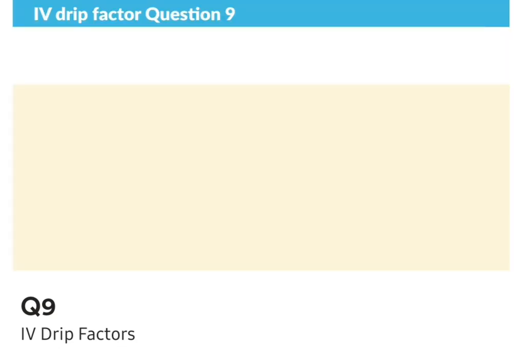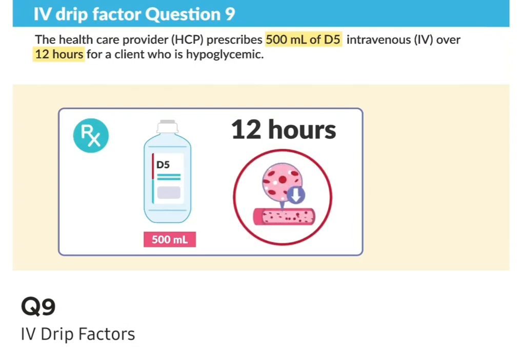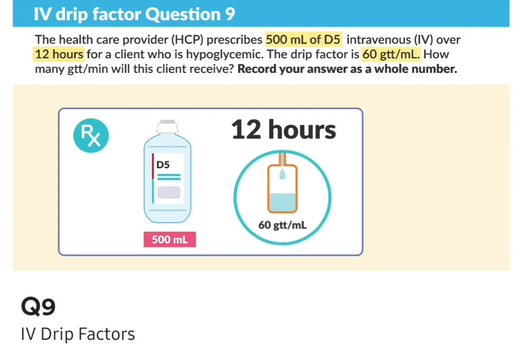Now for question 9, the provider prescribes 500 mLs of D5 IV over 12 hours. Okay, so this question is telling you it's over 12 hours, right? Now, this is for a client who's hypoglycemic. Now, the drips are 60, so how many drips will this client receive?